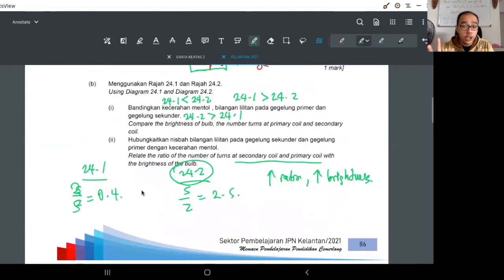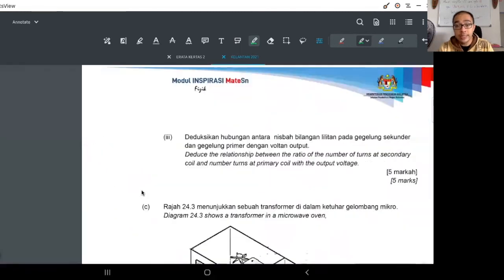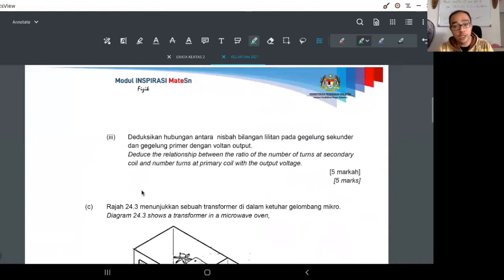So the bigger the ratio, the bigger the brightness. Now deduce the relationship between the ratio of the number of turns at the secondary and primary coil with the output voltage. The same thing: the bigger the ratio, the bigger the output voltage, because that's the step up transformer.